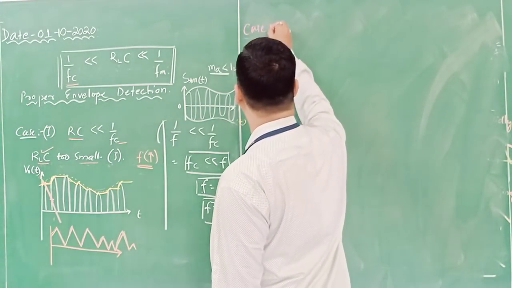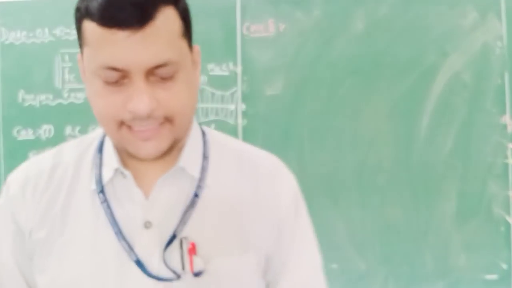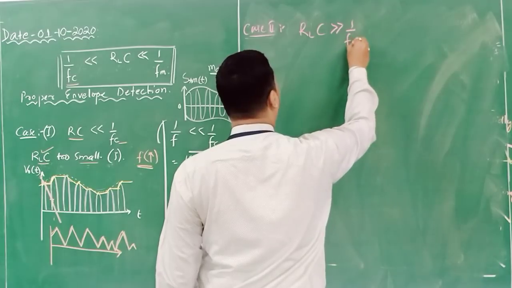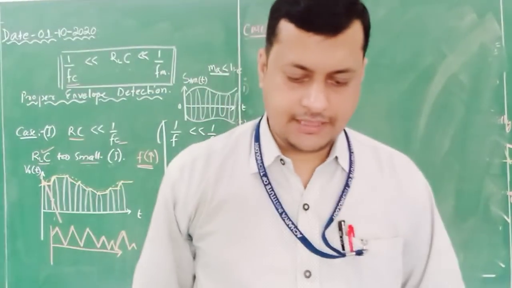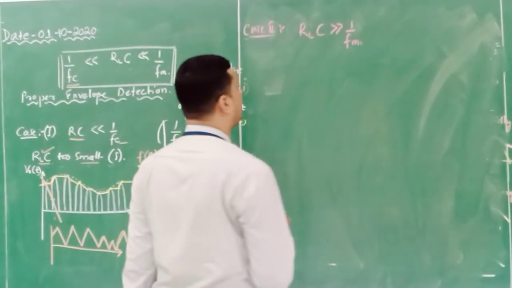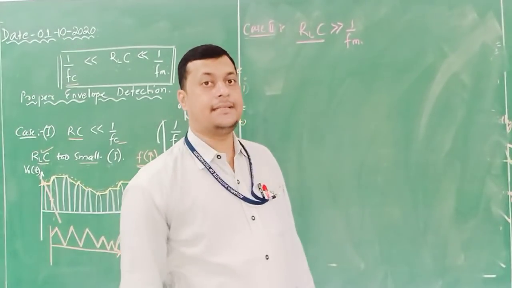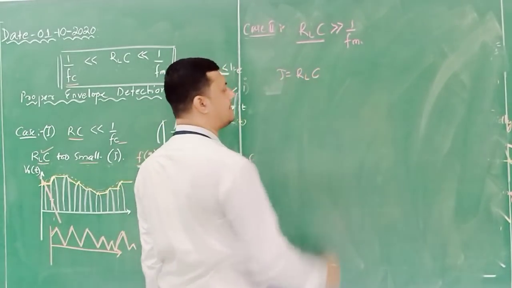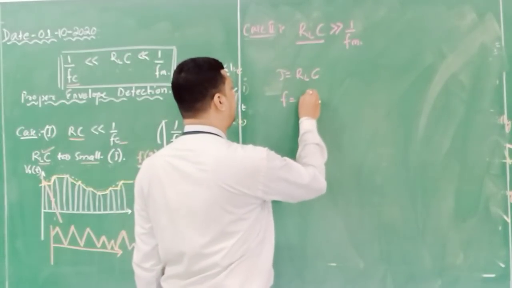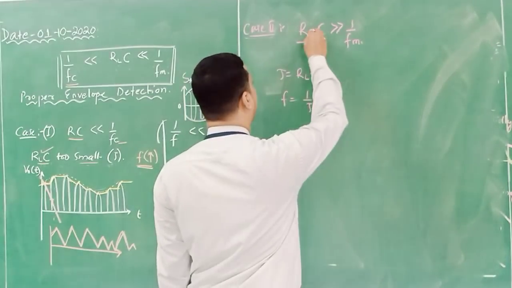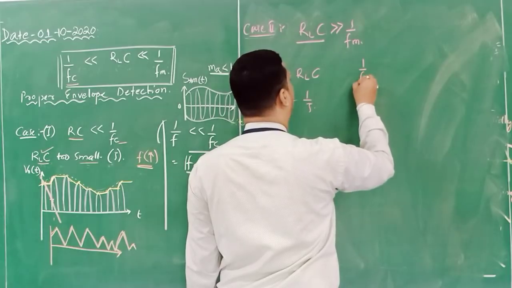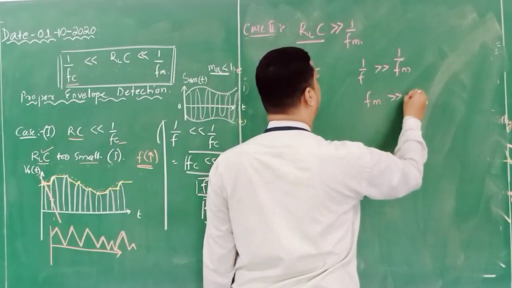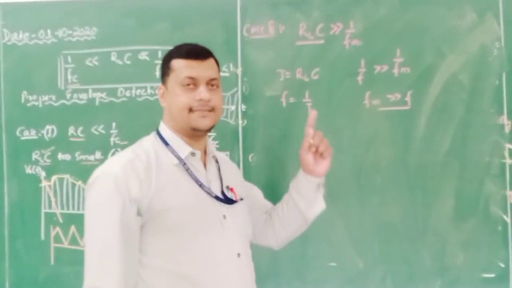Now, case 2. Case 2 indicates that your time constant RL into C is very greater than 1 by Fm. Now, if it is very greater than 1 by Fm, this indicates that the frequency available at RL, or this tau equal to RL into C, I will write F equals 1 by tau. So here I can write in place of RLC, 1 by F is greater than 1 by Fm. So here I can write Fm must be very greater than F. Then only the original message signal can be recovered.